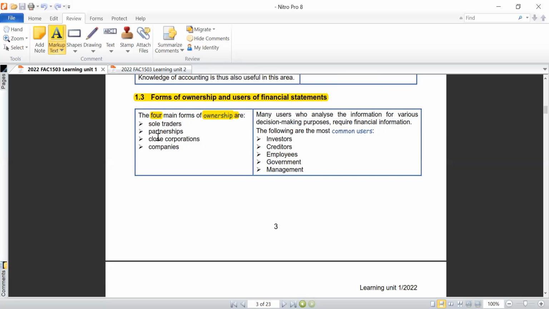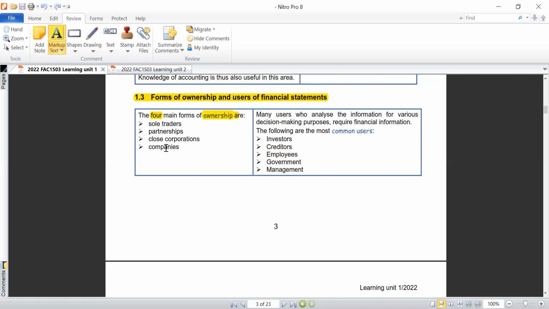Right. So now, these are the 4 different forms of business ownership: sole trader, partnership, close corporations, companies. To explain them so you understand what they are: a sole trader is a form of business ownership formed by one individual. A good example of a sole trader is a spaza shop. It's run by one individual. Everything, be it the expenses and the incomes of that business, affects the owner.